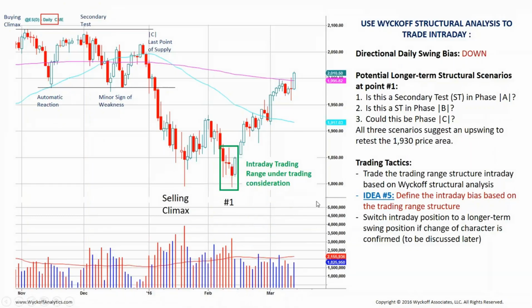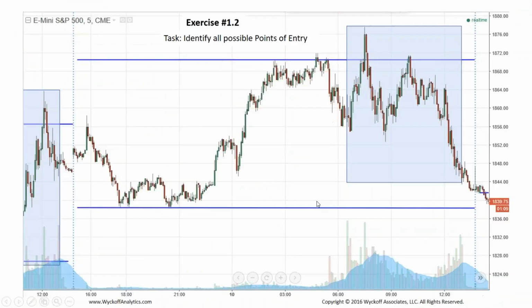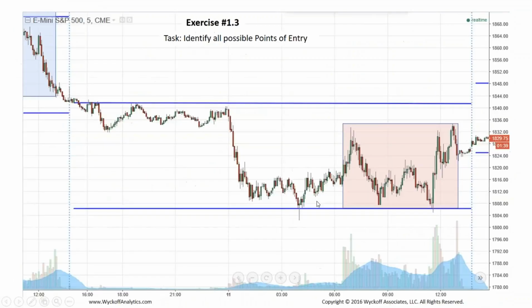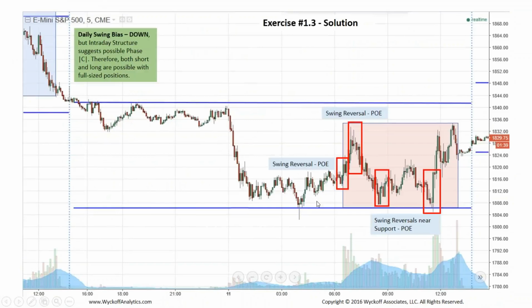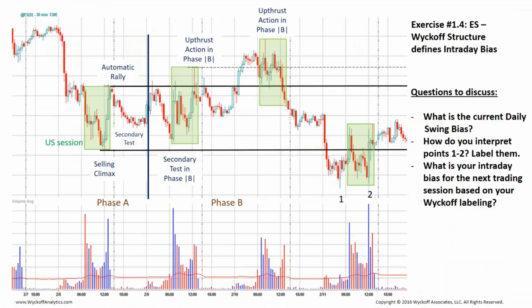So with that understanding, let's look at the intraday structure of what has happened. And I've listed potential reversals here. Here is the intraday structure now. So how would we label 1 and 2? They've got to be springs in phase C. Spring, and then 2 is what? Test of the spring.